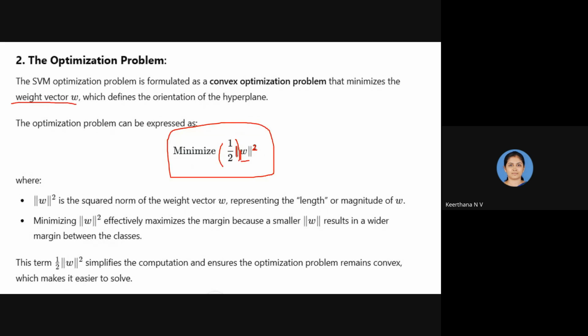If you are minimizing this, it effectively maximizes the margin, because whenever the value decreases, you get a wider margin between the classes, which gives good optimization in your model. This term, half of the squared norm, simplifies the computation of your model. It ensures the optimization problem remains convex, which makes it easier to solve for the hyperplane vectors.